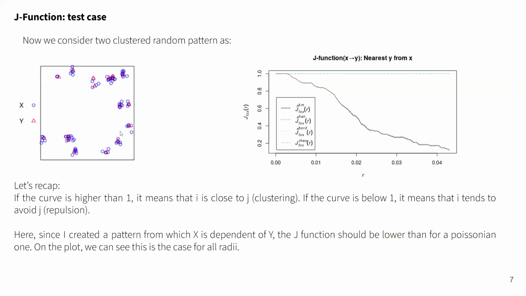so the round and the triangles, you will see that the J function tends to be lower than the Poissonian one, which is still the dashed line here. So it means that the X and the Y are dependent, so they are clustered together.